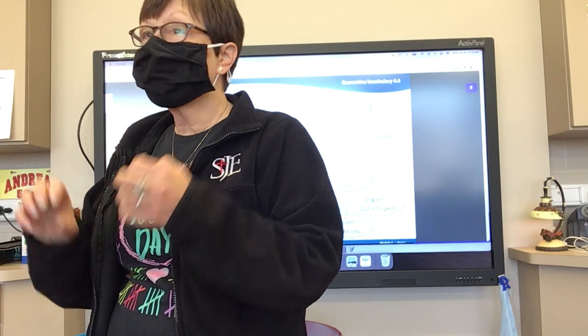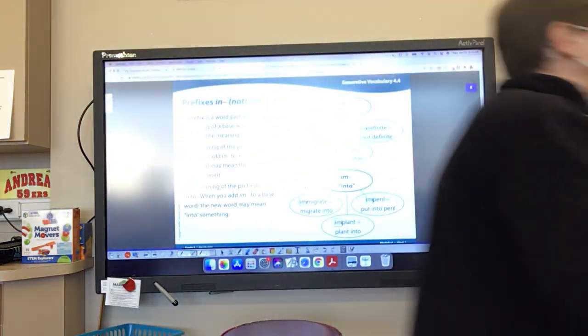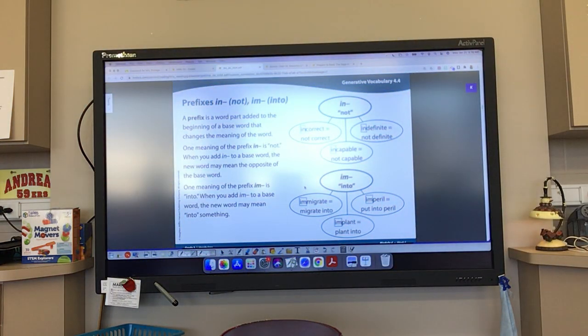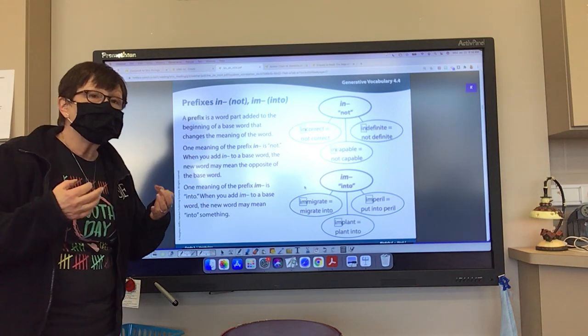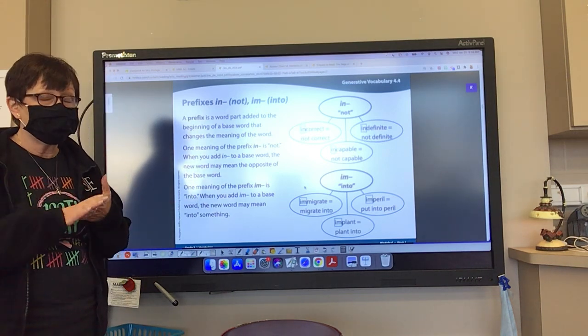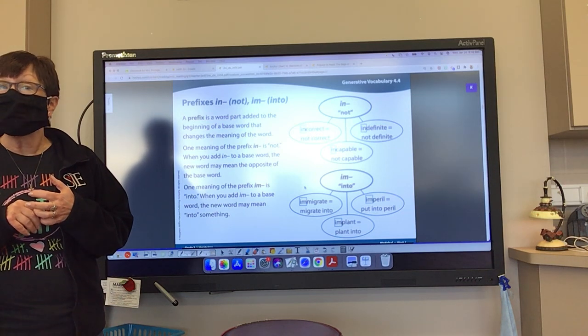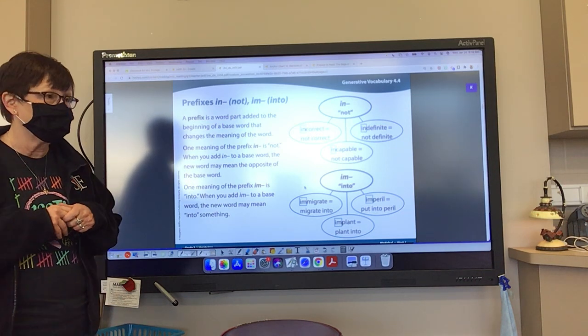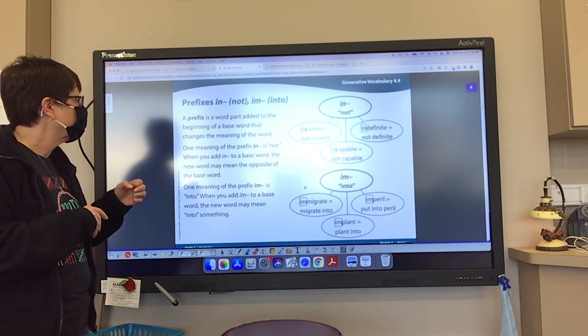Okay, boys and girls, we talk a lot about prefixes and suffixes. We add them to base words and they change the meaning of a word. Now, last week, we talked about a prefix. We're going to be talking about that prefix again this week, but it's going to have a different meaning for us. But first, I want to talk to you about the prefix in.